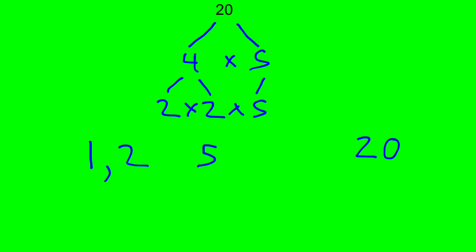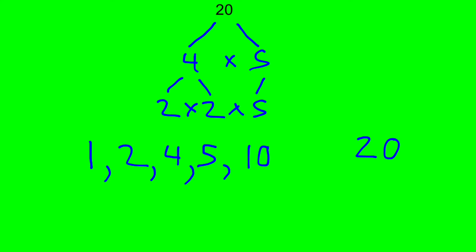Now let's look at the pairs that we can get from this bottom row. Well, I see a 2 times 2. 2 times 2 is 4, so 4 must be a factor. Let's look at another pair. I see a pair of 2 times 5, so that means 10 is a factor.